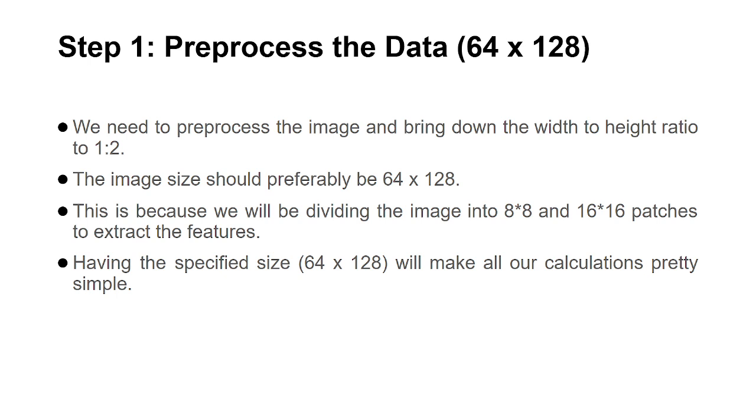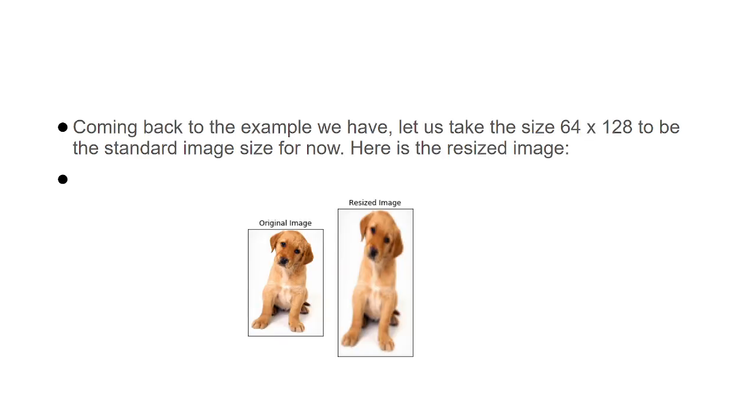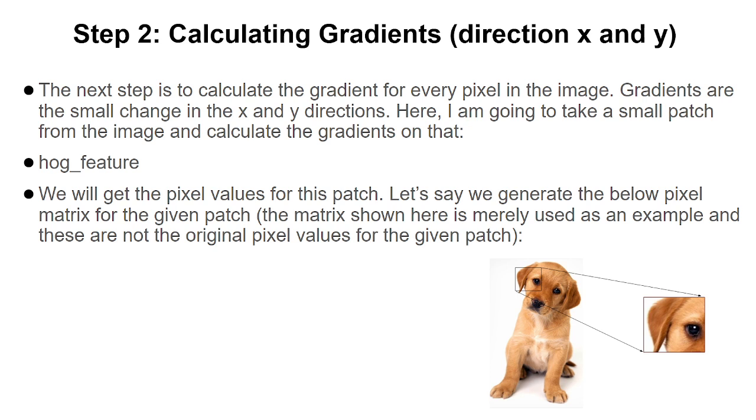We need to pre-process the image and bring down the width to height ratio to 1 to 2. So the image size should preferably be 64 by 128, because we will be dividing the image into 8 by 8 and 16 by 16 patches to extract the features. Having the specific size 64 by 128 makes all our calculations pretty simple. So here is our original image, and this is our resized image of size 64 by 128.